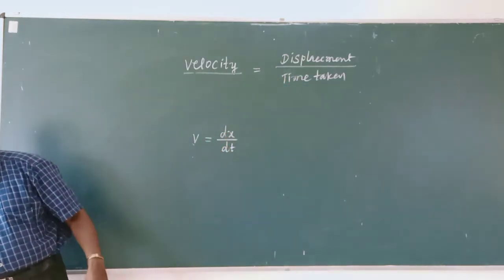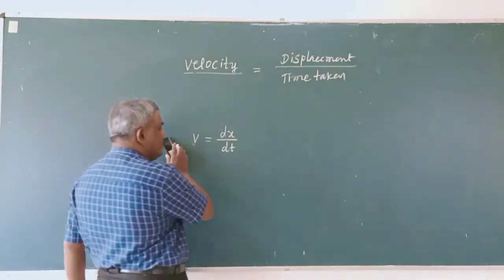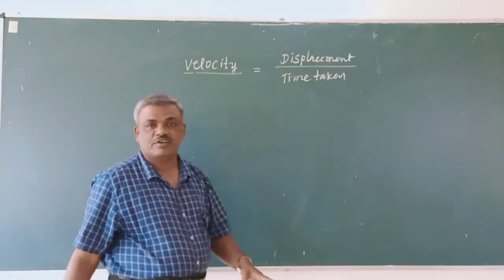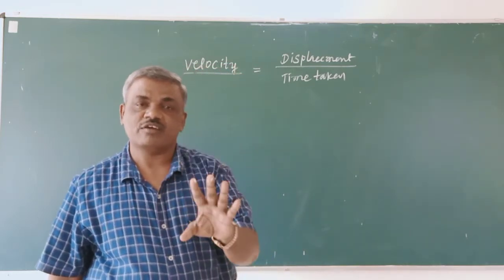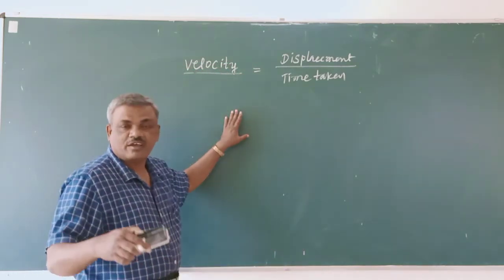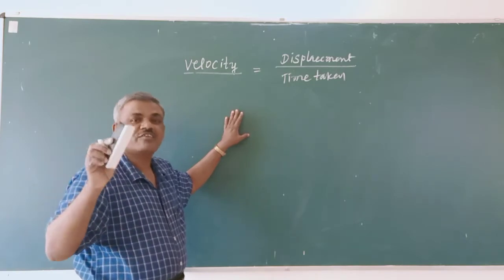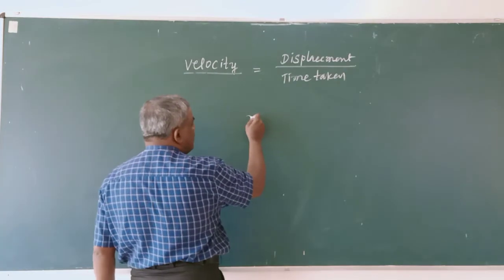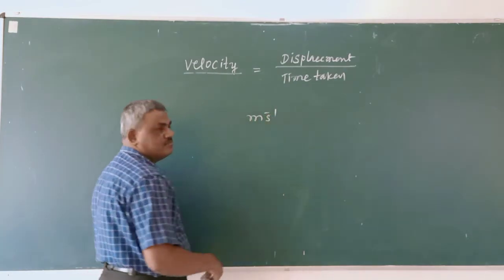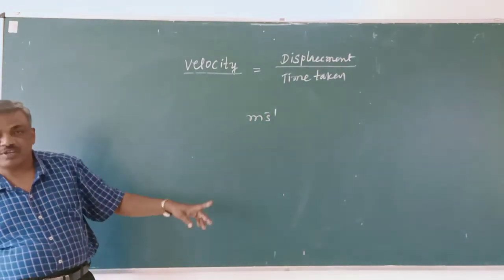So now, velocity is a vector quantity. A quantity which has both magnitude and direction is called a vector quantity. So velocity is a vector quantity, and speed is a scalar quantity. And the SI unit of velocity is meter per second.